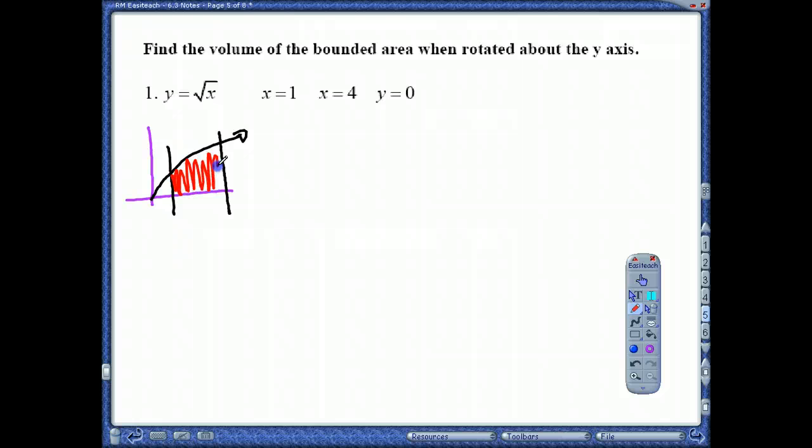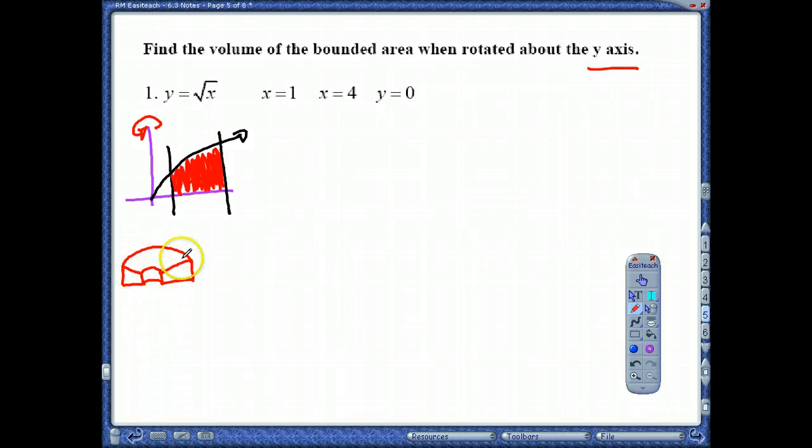Be sure to shade in that area. We need to know what area you think you're looking at. So there's my volume. We are rotating this about the y-axis. If we rotate this about the y-axis, my figure is going to look like a weird donut. So it's going to look something like this guy.